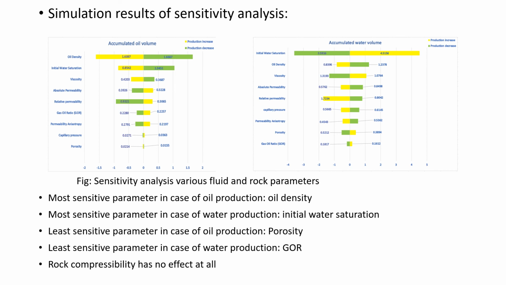The results of the sensitivity analysis can be seen in the chart, and from the chart we can see the most sensitive parameter in the case of oil production was found to be oil density, while the least sensitive parameter was porosity. Similarly, for water, the most sensitive parameter was initial water saturation, while the least sensitive parameter was gas-oil ratio. Rock compressibility had no effect at all.